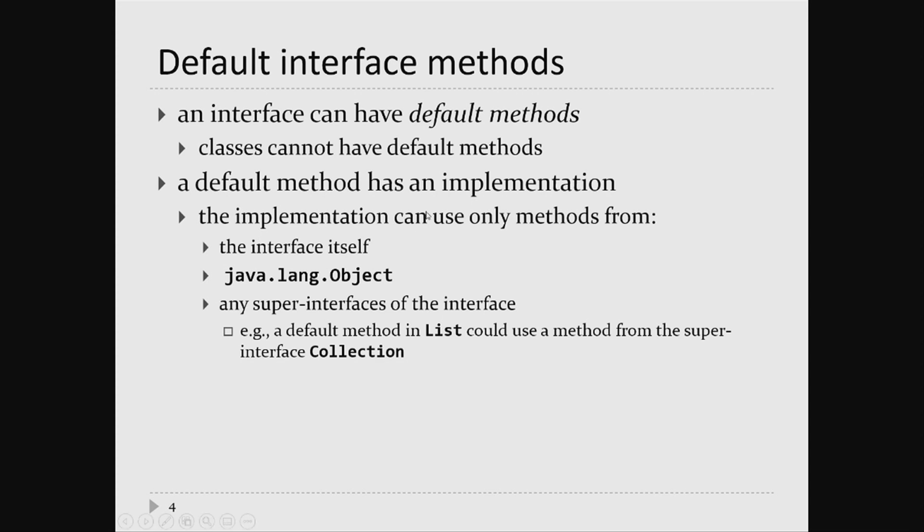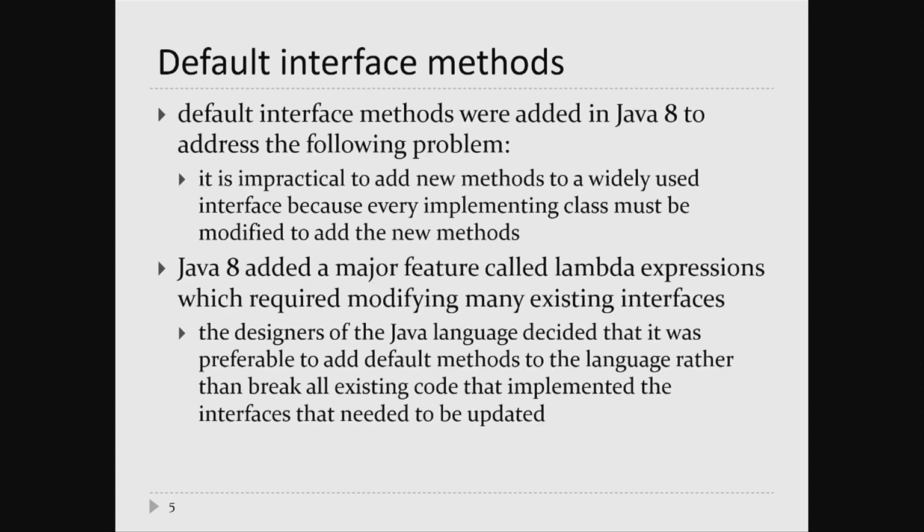So when you put in a default method, you're restricted in the number of methods that you can actually use. In particular, you're only able to use the methods that the interface itself can access. Now, why did they put these into the language? They never used to be in the language. They were added in Java 8 to address the following problem.